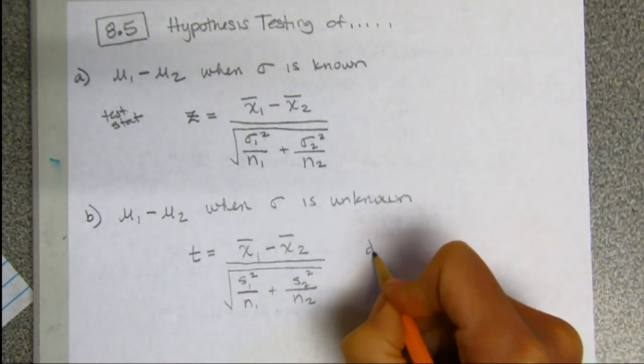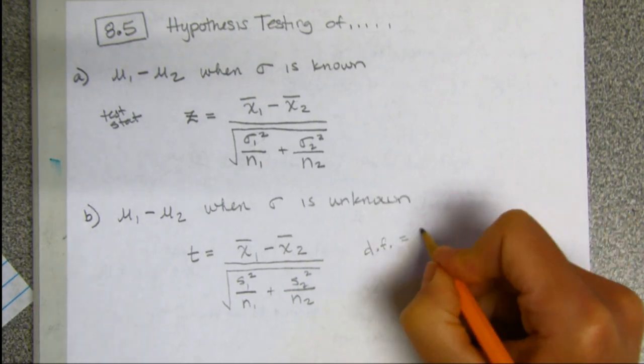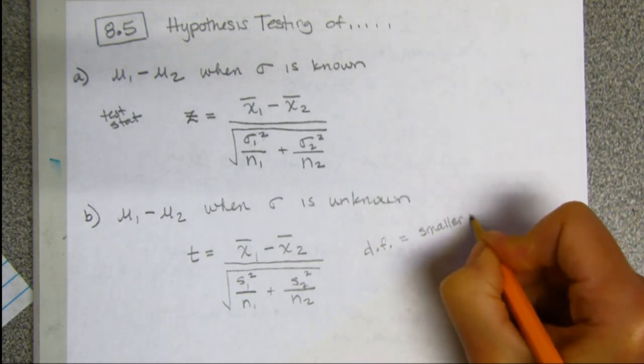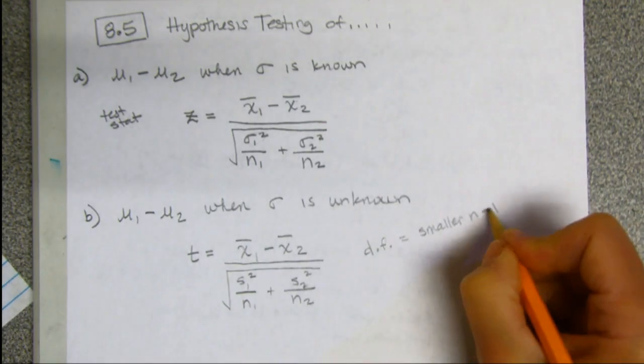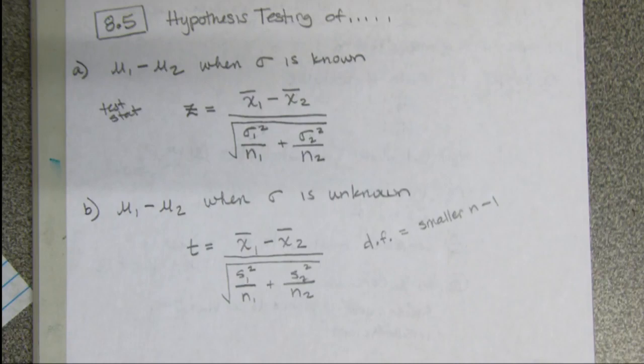And remember, this one is the one you need a DF. It's your smaller n minus 1. Because you're given 2 n's, so you take the smaller one and subtract 1.